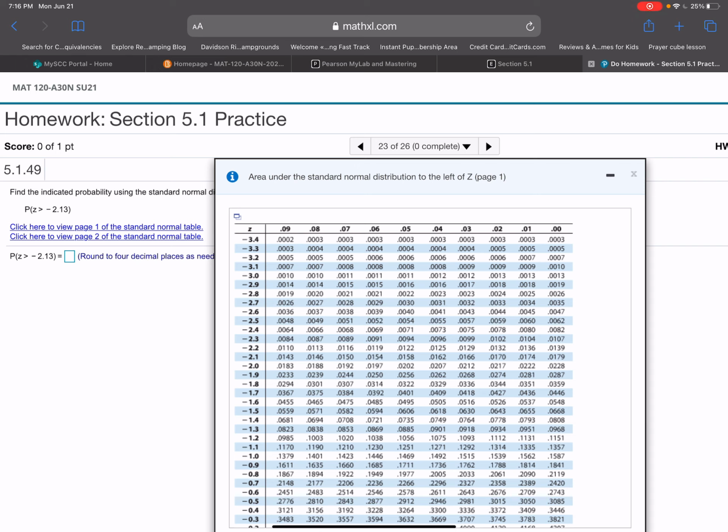If I look up negative 2.13, negative 2.1 on the left-hand side, underneath 0.03 across the top, I'm looking at an area of 0.0166. Now what I have to remember is the table gives me area left. So that would be the probability less than negative 2.13. If I want to switch that to probability greater than negative 2.13, then I now need an area to the right, and I'm going to have to subtract that 0.0166 from 1.